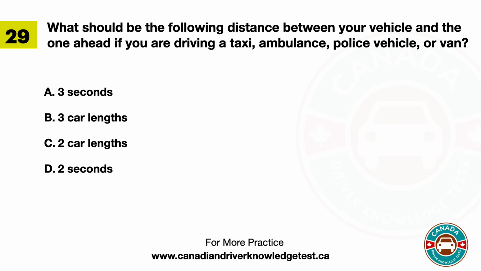Question 29. What should be the following distance between your vehicle and the one ahead if you are driving a taxi, ambulance, police vehicle, or van? A. 3 seconds. B. 3 car lengths. C. 2 car lengths. D. 2 seconds. The answer is A. 3 seconds.